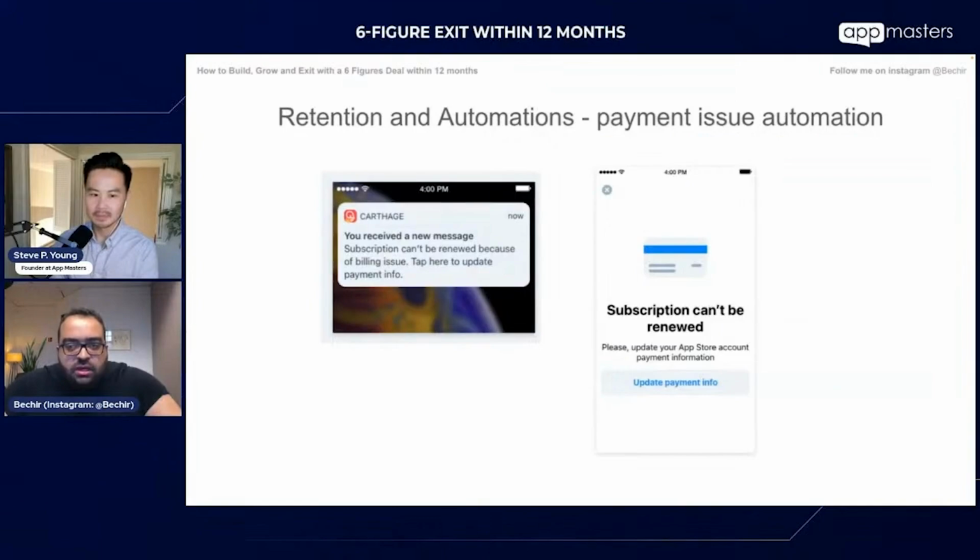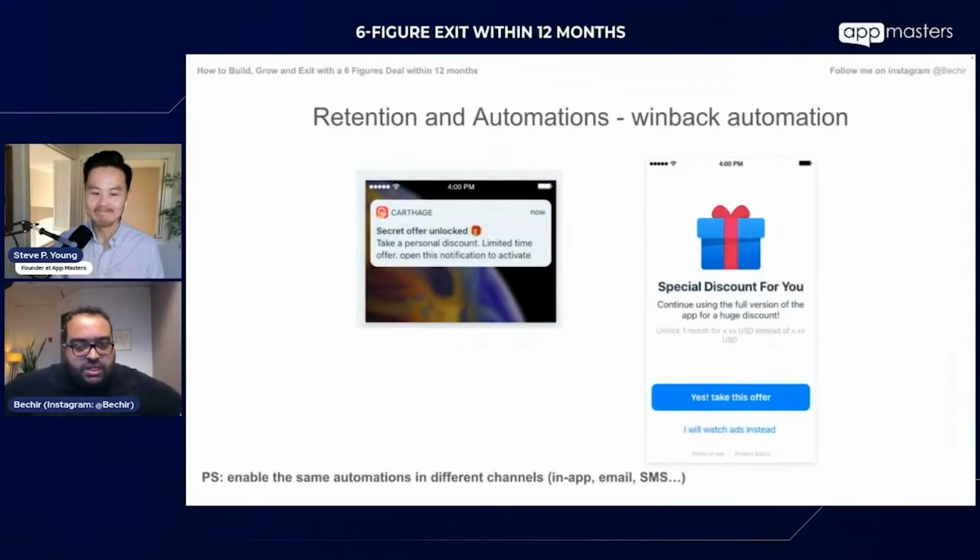Automation number two is payment issue. This is also out of the box from AppHud. If a payment failed, this is automatically triggered. A lot of people fix their payment, believe me, which is weird, but they fix it. Next, win back automation, secret offer unlocked. You send them a push. This is all cloud based, so you can do this even after publishing your app. You can go to AppHud, do it online, and activate it.